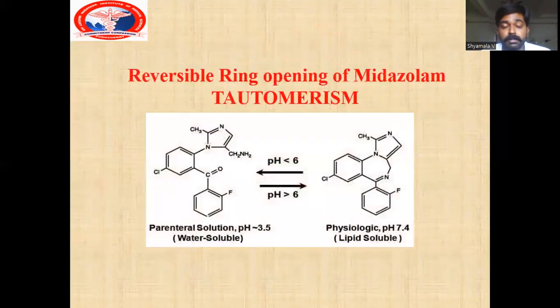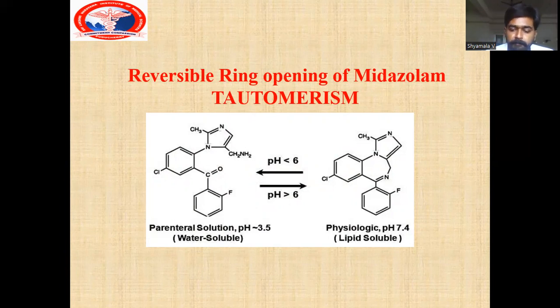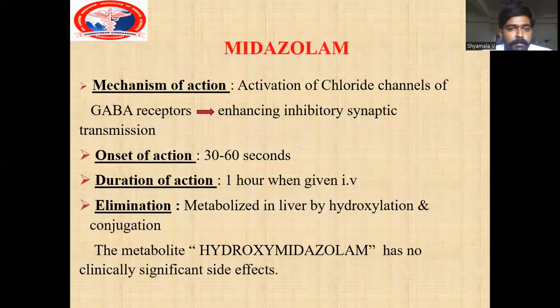Midazolam is the only drug that can be given by almost all routes. We can even give it for spinal anesthesia, and by the intravenous, intramuscular, subcutaneous, and intraosseous routes. Almost all the routes you can give. The midazolam mechanism of action is activation of chloride channels of GABA receptors, enhancing inhibitory synaptic transmission. Onset of action is 30 to 60 seconds. Duration of action is 1 hour when given IV. It is metabolized in the liver by hydroxylation and conjugation. The metabolite hydroxy midazolam has no clinically significant effect.